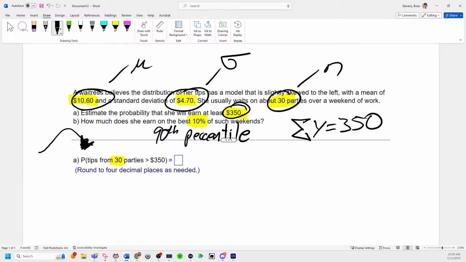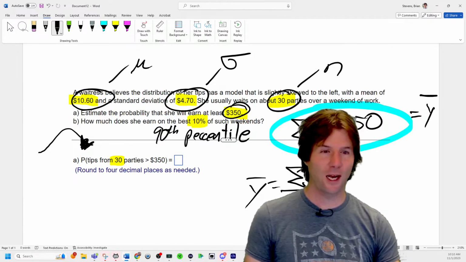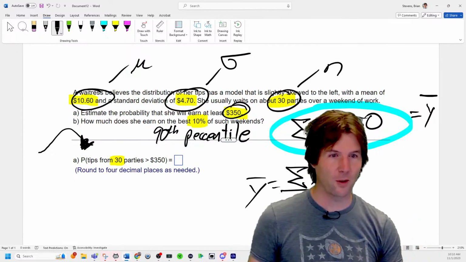So tell me this, if we know 350 is the sum, then how would we get y bar, which is the mean? So what if we want to look at a mean tip, like how much you would have to get on average? So we know the sum of the tips is 350. How do you get the mean? The sample mean is found by taking the sum of the y variable and doing what? You add up all, like, if you want to find the sample mean of height, you just add up everyone's height and you divide by how many people there are, divide by 30.